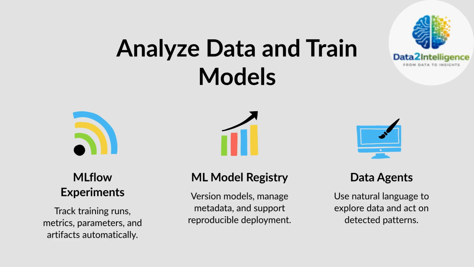In Analyze Data and Train Models, we are going to talk about machine learning flow experiments, machine learning models, data agents and operations agents, GraphQL API, and Copilot for Power BI. Let's start with the machine learning flow experiments, which track model training runs with automatic logging of hyperparameters, metrics, and items. Machine learning models are registered in a machine learning flow powered registry for versioning, metadata tracking, and reproducibility. Data agents and operations agents let you interact with data by using natural language and act on conditions and patterns found.